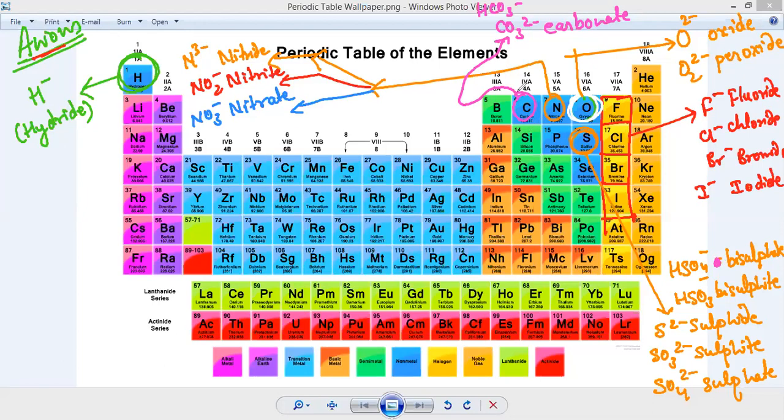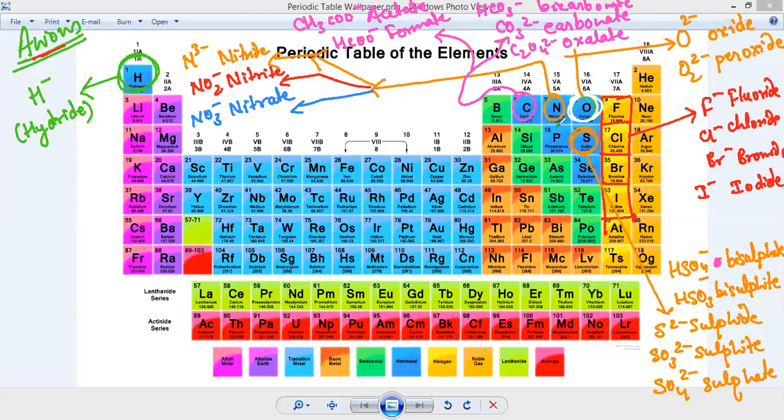Similarly, for carbon, you have CO3 2 minus, that is your carbonate, and HCO3 minus, that is your bicarbonate. Similarly, you have C2O4 2 minus. Just now we discussed, this is your oxalate. Then we discussed CH3COO minus, this is your acetate, and HCOO minus, this is your formate. So these are different anions of your carbon. Is it clear?